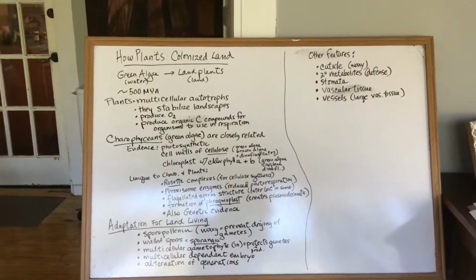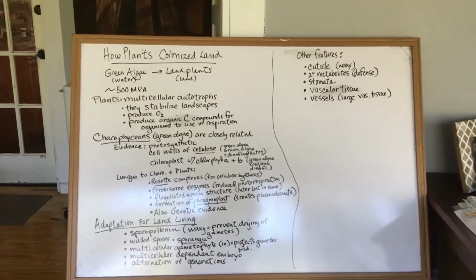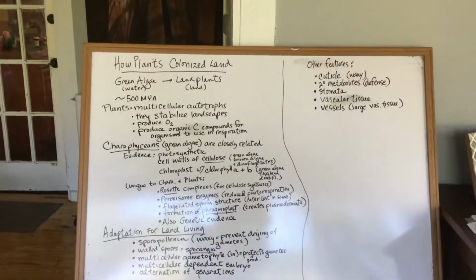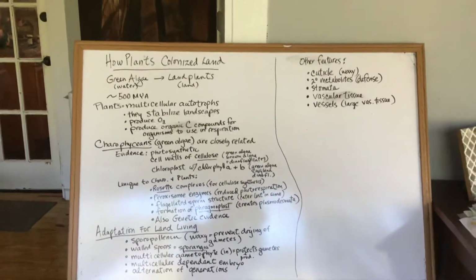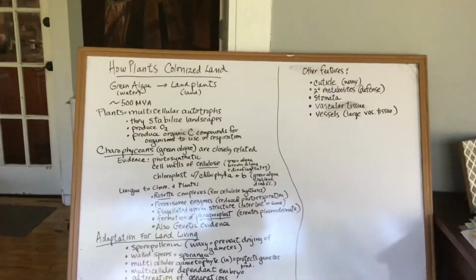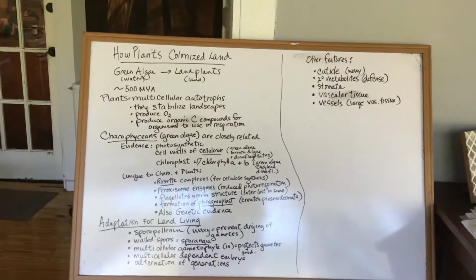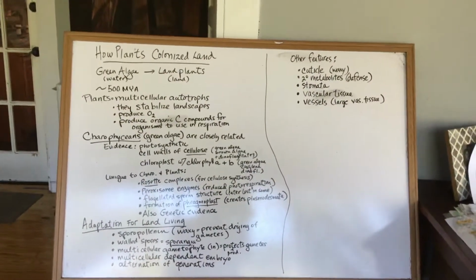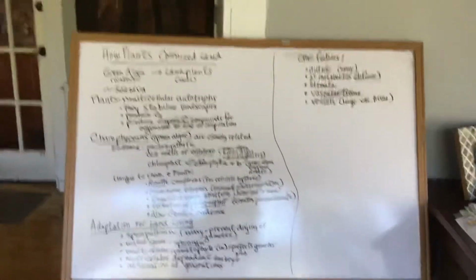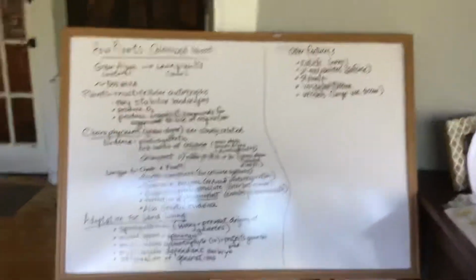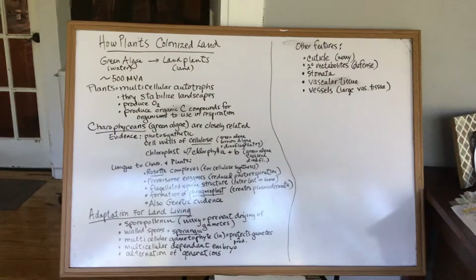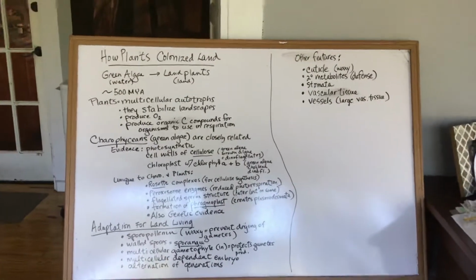They have some ecological features: they stabilize landscapes, they produce oxygen for our atmosphere, and they produce organic compounds for organisms. Both the oxygen and these organic compounds can be used in the respiration process that is done by all organisms. Okay, so charophyceans are a type of green algae that is the most closely related to land plants.